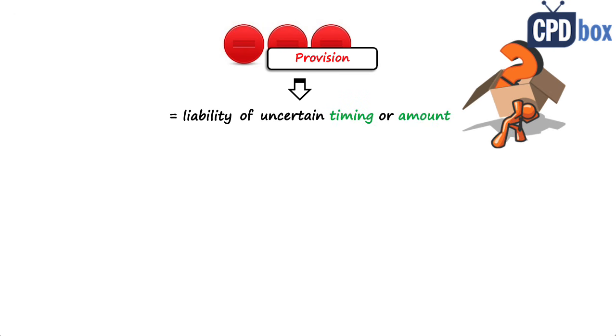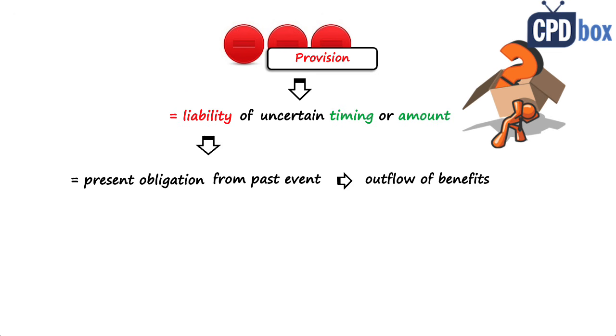So, what is a provision? It's a liability of uncertain timing and amount. But what is a liability? A liability is a present obligation of an entity arising from past events, the settlement of which is expected to result in an outflow of economic benefits of an entity. So, the critical point here is the occurrence of a past event or obligating event that gives rise to the obligation. Because if there's no past event, then there's no obligation and there's no liability.